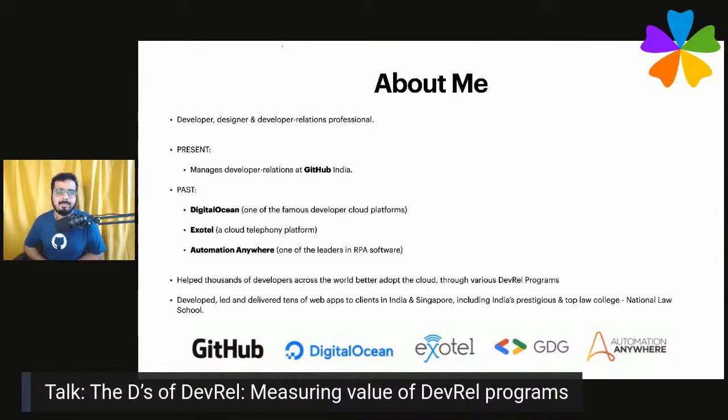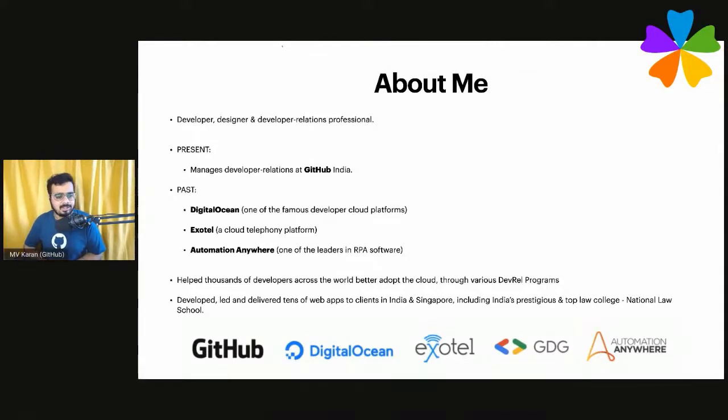And in the past, I've been with various companies of all sizes and scale, like DigitalOcean, which is one of the famous developer cloud platforms, Exotel, which is a cloud telephony platform, and Automation Anywhere, which is one of the leaders in robotic process automation software. And I've worked on DevRel programs of various different sizes and scale, and helped various different companies on a pro bono basis as well.